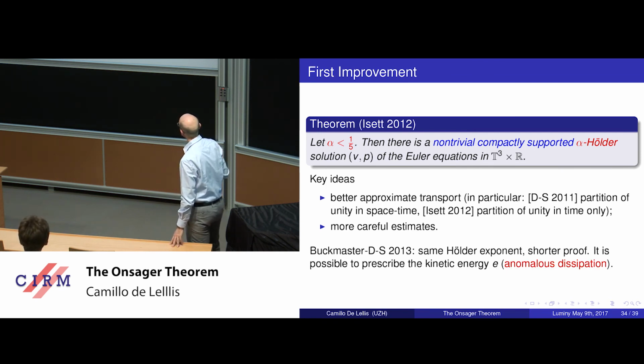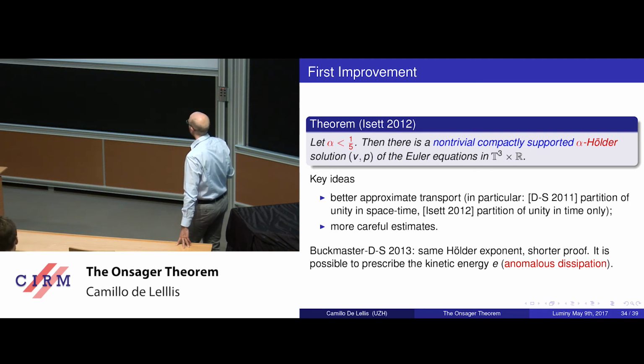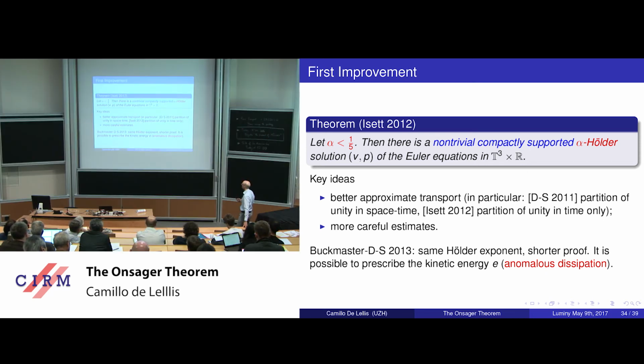Okay, so now with Buckmaster and László, so Buckmaster is a former PhD student of László, we realized that you can use Phil's ideas and make the proof, first of all, shorter than what he had, and then secondly, you can actually prescribe the kinetic energy. So you can get the anomalous dissipation, whereas he was getting non-trivial compactly supported solutions.